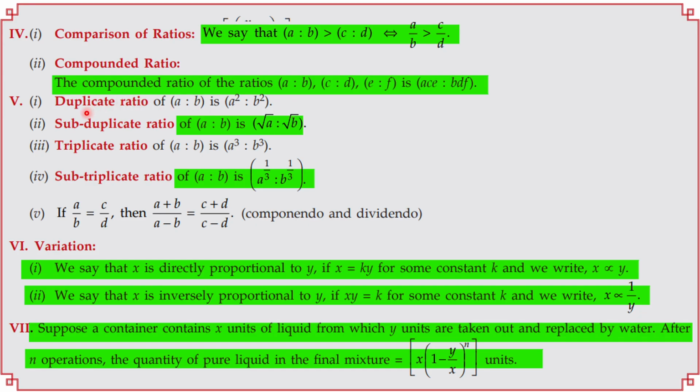Duplicate ratio of A is to B is A square is to B square. Subduplicate ratio of A is to B is square root of A is to square root of B. Triplicate ratio of A is to B is A cube is to B cube. Subtriplicate ratio of A is to B is A power 1 by 3 is to B power 1 by 3. If A by B is equal to C by D, then A plus B by A minus B is equal to C plus D by C minus D.